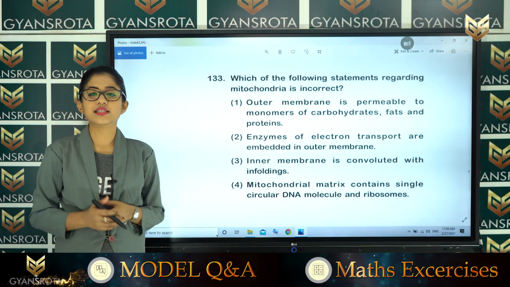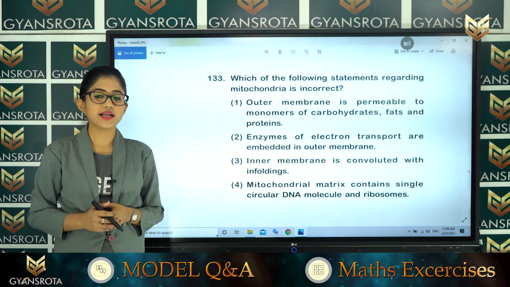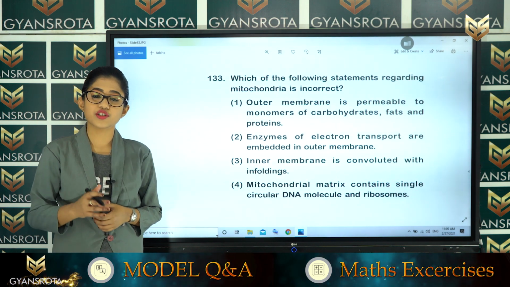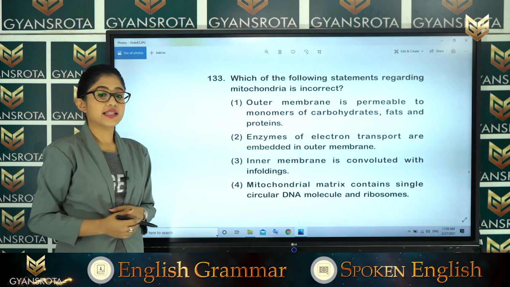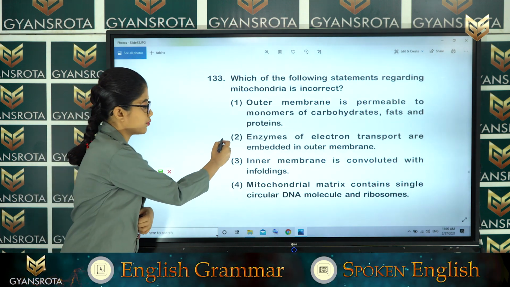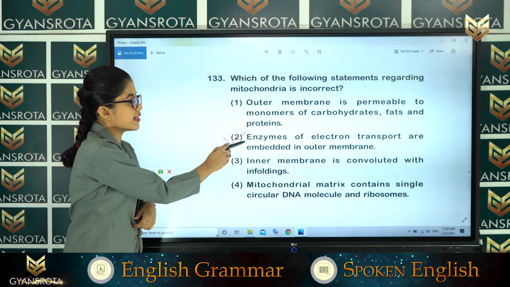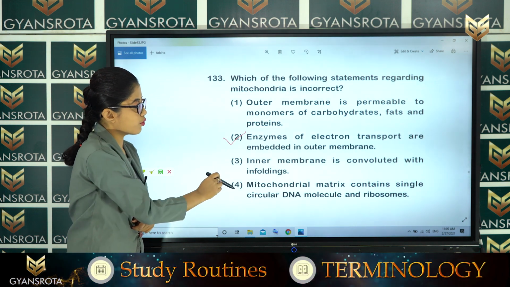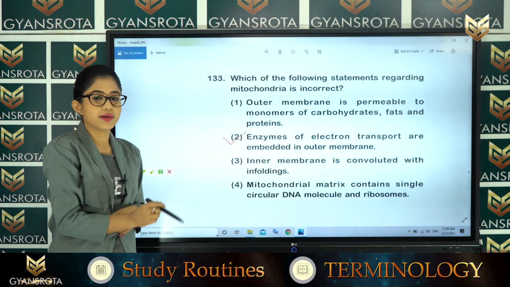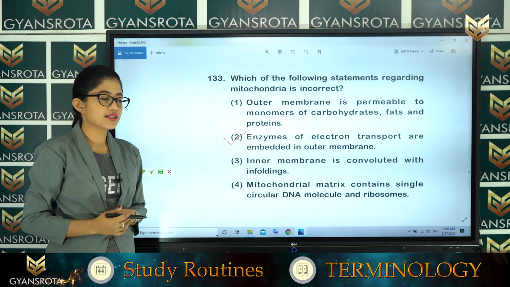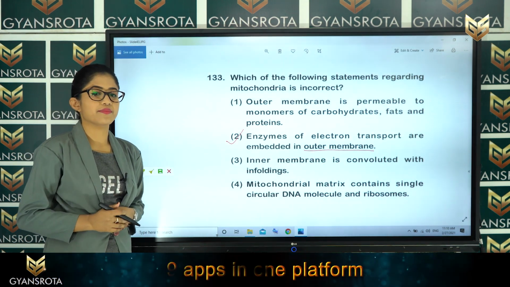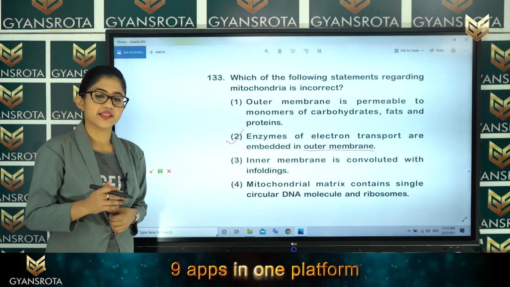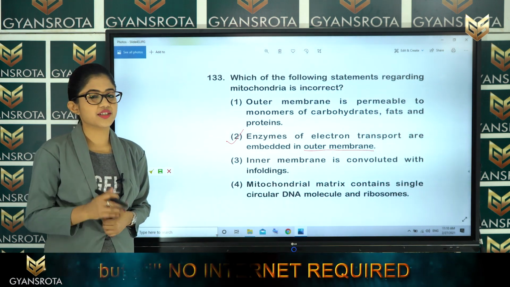So we have already discussed this in the chapter respiration in plants. I hope you have remembered the structure of mitochondria. So which among them is the incorrect option? That will be option number 2, because here it has been said that enzymes of electron transport are embedded in outer membrane. The correct answer is, it is embedded in inner membrane, not the outer membrane. So this is the incorrect statement. Now let's move on to the next question.